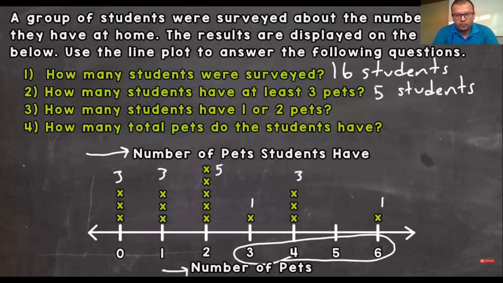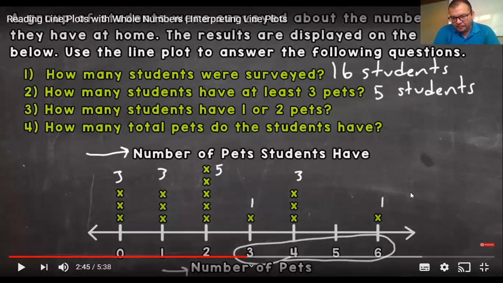So if you see in this part, how many students have at least 3 pets? Only 5. 1 student has 3 pets. 3 students have 4 pets, because each X is a student. No one has 5 pets. And only 1 student has 6 pets.